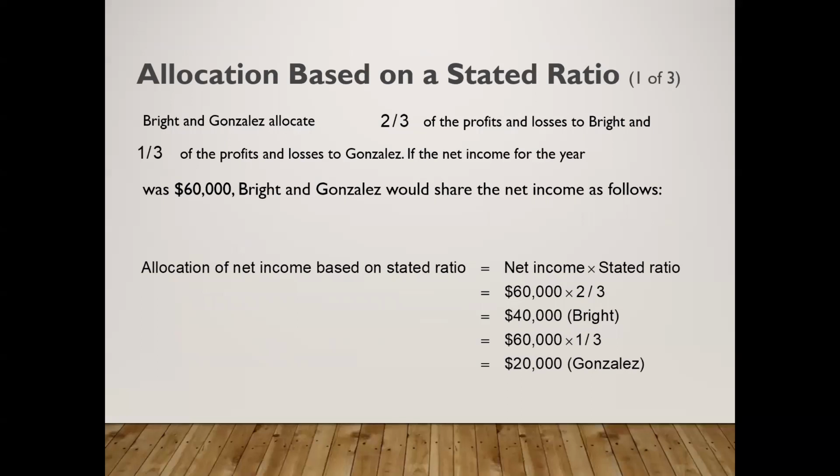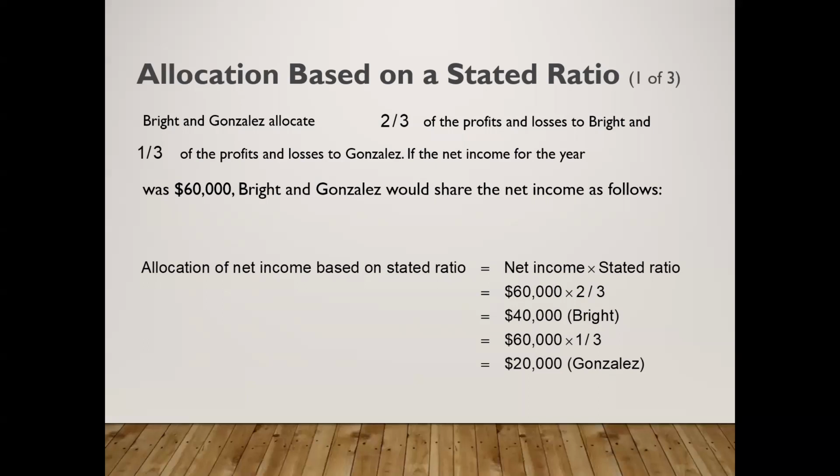The partnership agreement may state each partner's ratio of profits and losses. Suppose Bright and Gonzalez allocate 2/3 of the profits and losses to Bright and 1/3 to Gonzalez. If the partnership's net income for the year was $60,000, Bright and Gonzalez would share the net income based on the ratios using this formula that you see here.